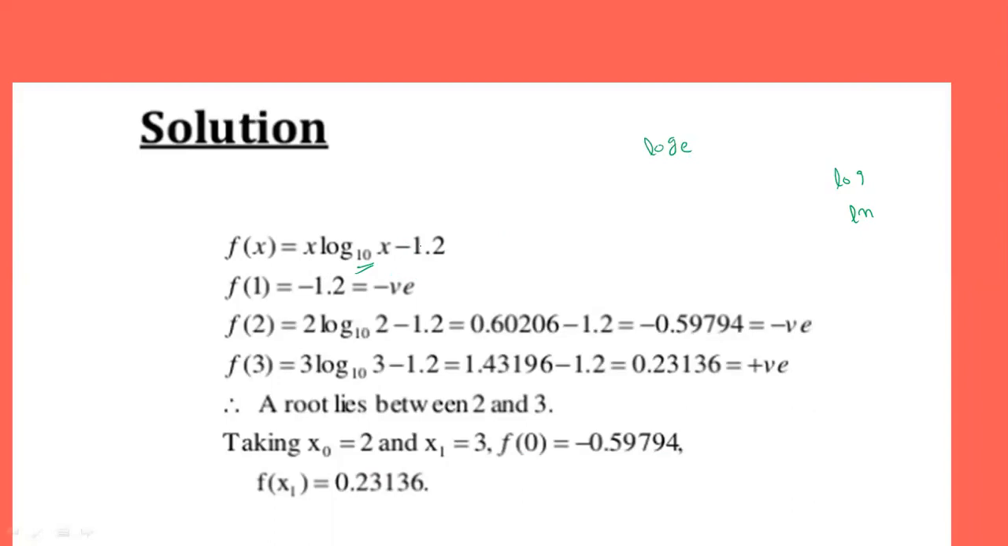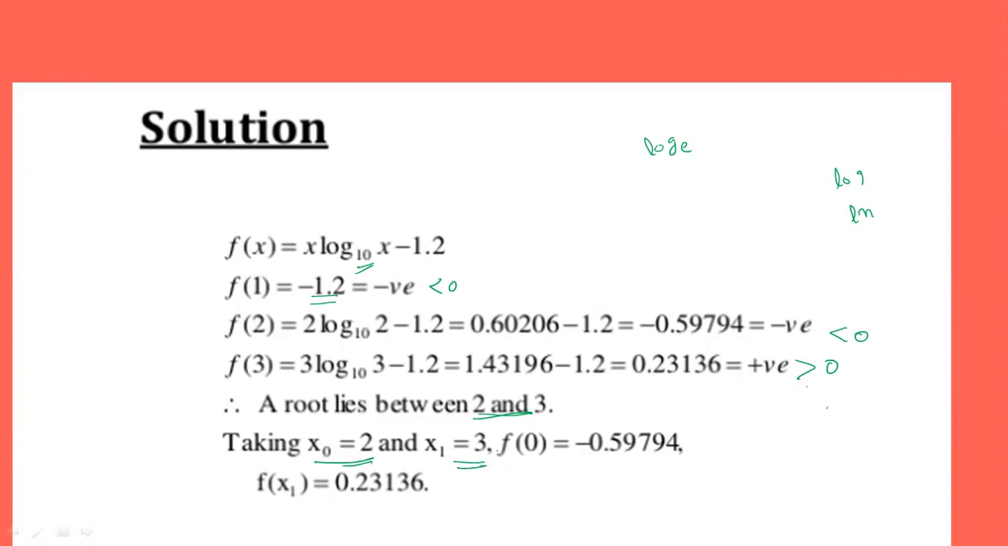So it is x log base 10 of x, so you have to press the log button. So f of 1 is minus 1 point something. Apply the scientific calculator and find the value. It is negative, less than 0. And f of 2 is also negative. f of 3 is positive, greater than 0. Therefore, your root lies between 2 and 3. Your x0 is equal to 2 and your x1 is equal to 3.